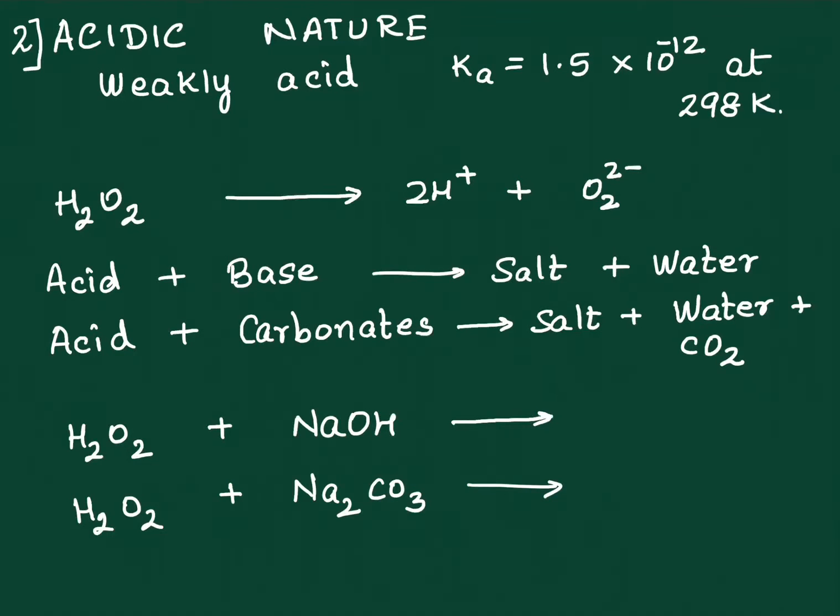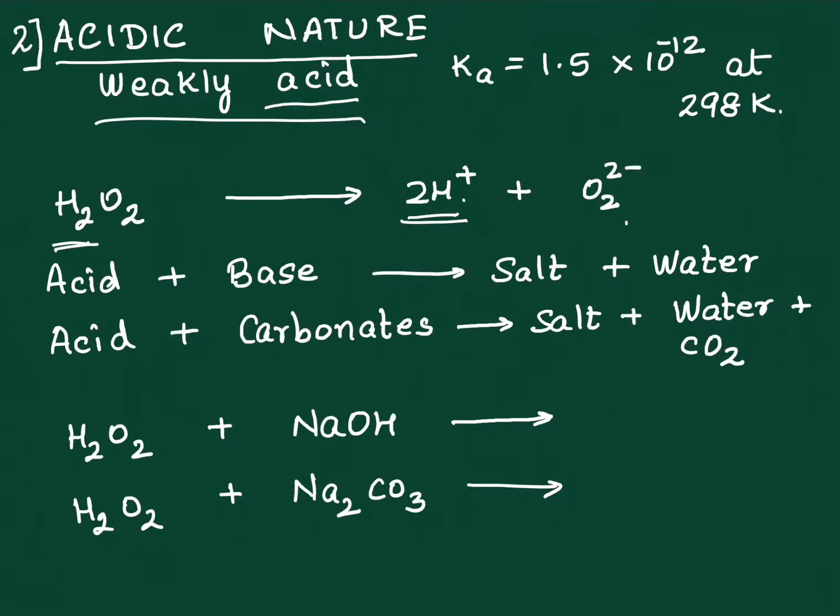The second property that we've got is the acidic nature of hydrogen peroxide. It's a weakly acidic substance. If you notice, it's got 2 hydrogen ions which are available, so it can either break down in steps, or ultimately we write it as giving us 2 hydrogen ions and a peroxide ion. So if it's an acidic substance, what are the general properties of an acid?